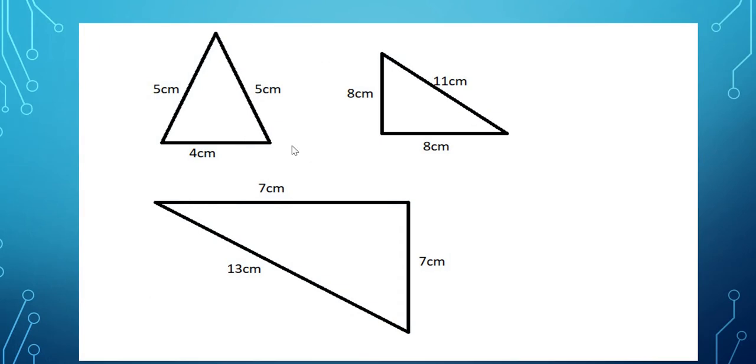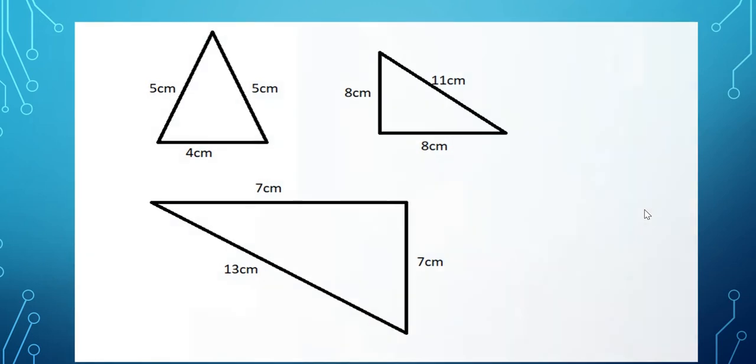See this example. In this triangle we have the two sides are 5 centimeter, third side is 4 centimeter. Here also these two sides are 7 centimeter and this is 13 centimeter. Here 8 and 8 and this is 11. So two sides are equal means they are called isosceles triangle.